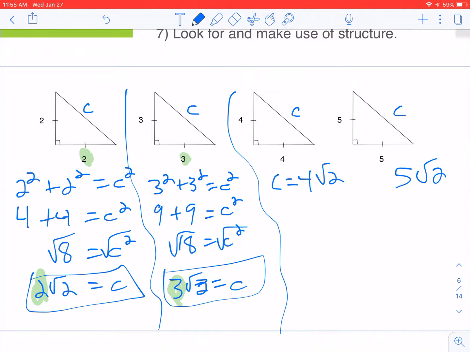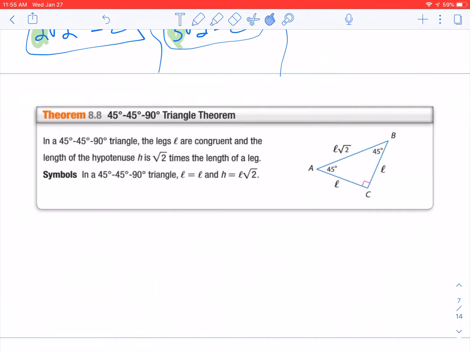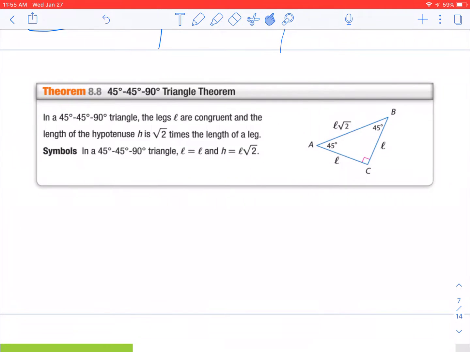In fact, no matter what the side is on these triangles, to find the hypotenuse, you just multiply it by root 2. So let's take a look at our theorem. If the side equals L, the hypotenuse on a 45, 45, 90 will always equal L root 2. You never have to use the Pythagorean theorem on these.